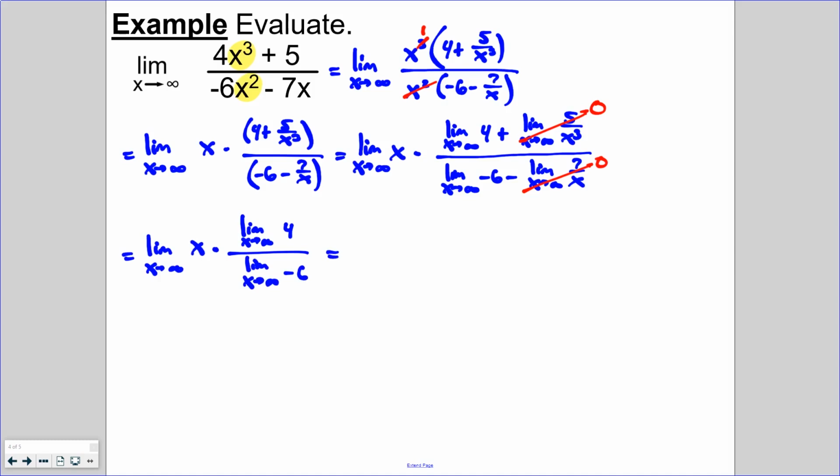The limit as x approaches infinity of x, we said, is infinity, times, and the limit of a constant is a constant, so we'll have 4 over negative 6. Infinity times 4/6 would still be infinity, but we don't have 4/6, we have a negative there. So infinity times negative 4/6 is going to end up being negative infinity. Which means the limit as x approaches infinity of 4x cubed plus 5 all over negative 6x squared minus 7x is negative infinity.